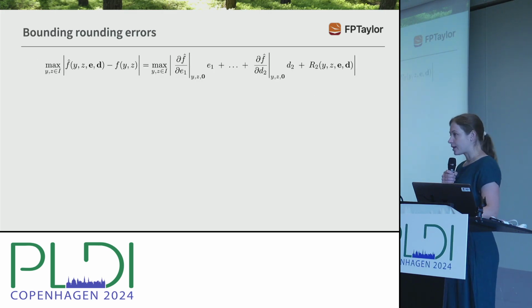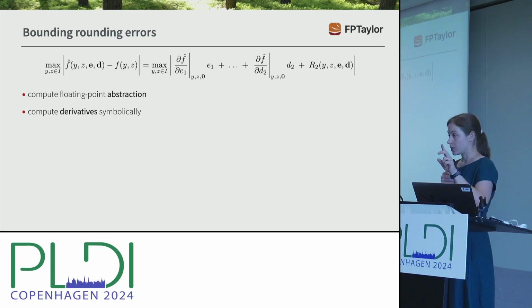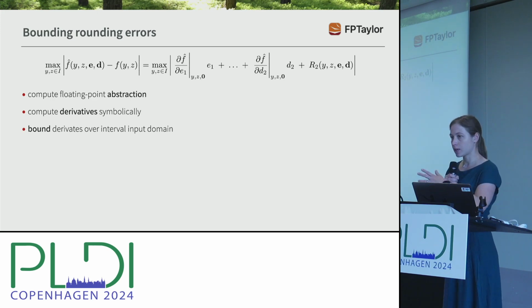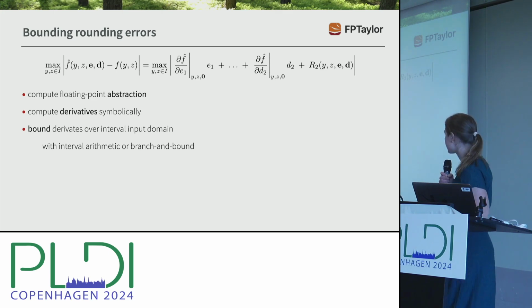And once we have that, then we can apply our optimization technique. So just to summarize, what we're doing with our original error expression, we compute a floating point abstraction based on the IEEE standard. Then we use the Taylor approximation, computing derivatives symbolically. And then we can bound the individual terms using some interval domain. So we can either use standard interval arithmetic, or we can use more advanced techniques like branch and bound.